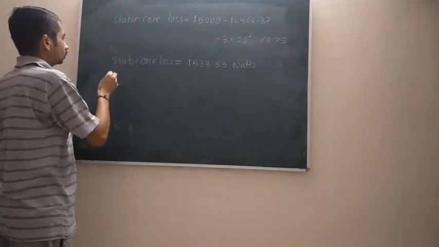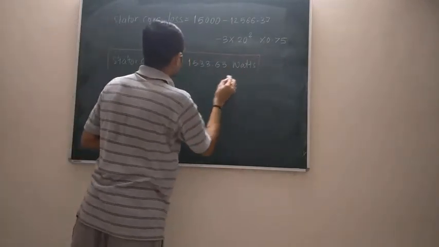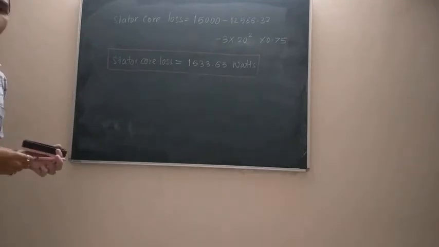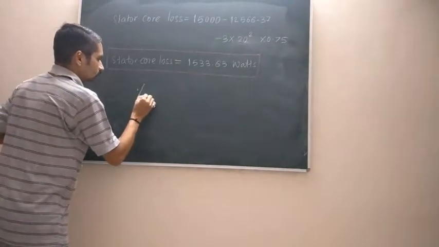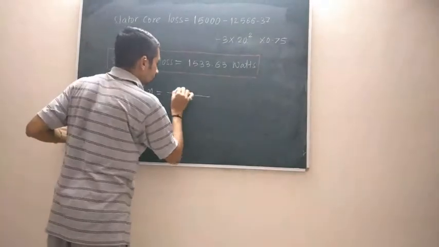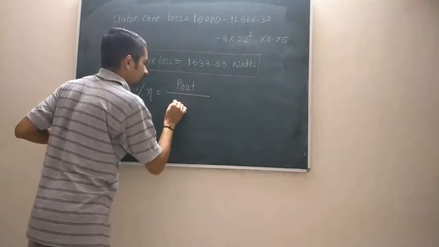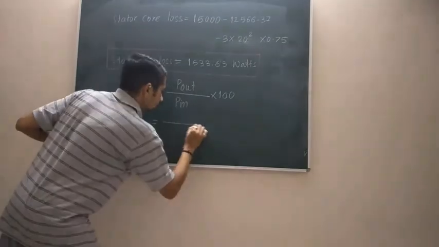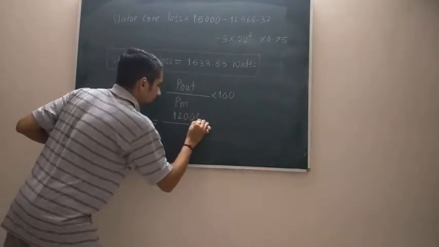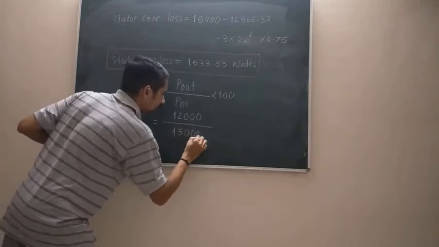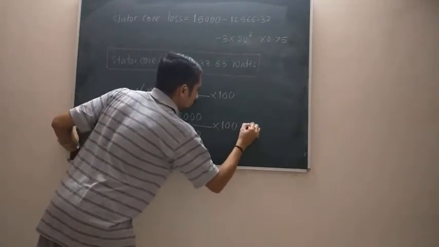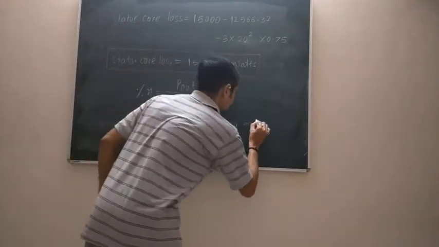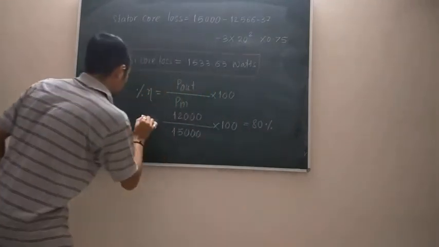Stator core loss. And now what is left is the calculation of your percentage efficiency. So percentage efficiency is P out or P shaft upon P in into 100. So it will be 12,000 upon 15,000 into 100. So the answer comes out to be 80%.